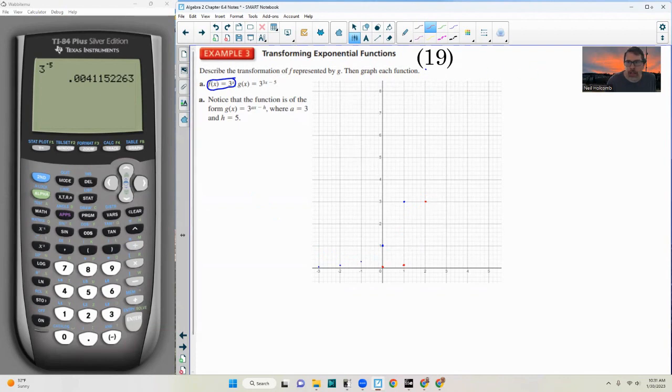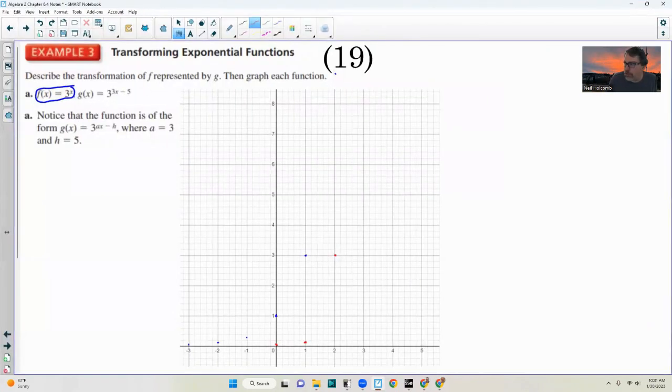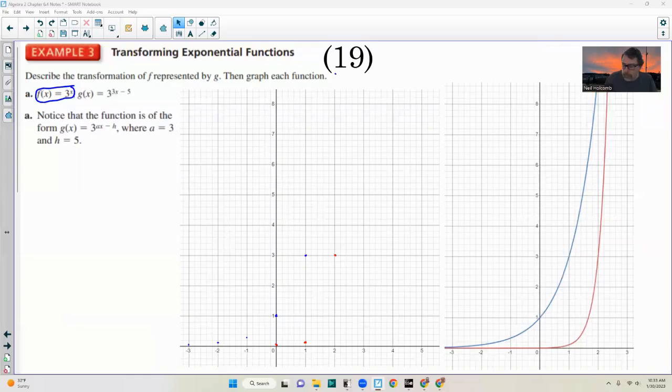Now that I've done that, I'm going to show it to you from the Desmos point of view with the graph drawn through the points. So this is what it looked like in Desmos. There's the shift and the shrink. The blue one is f of x equals 3 to the x, and the red one is g of x equals 3 to the 3x minus 5. So now you should be able to do problem number 19 in the exercises.